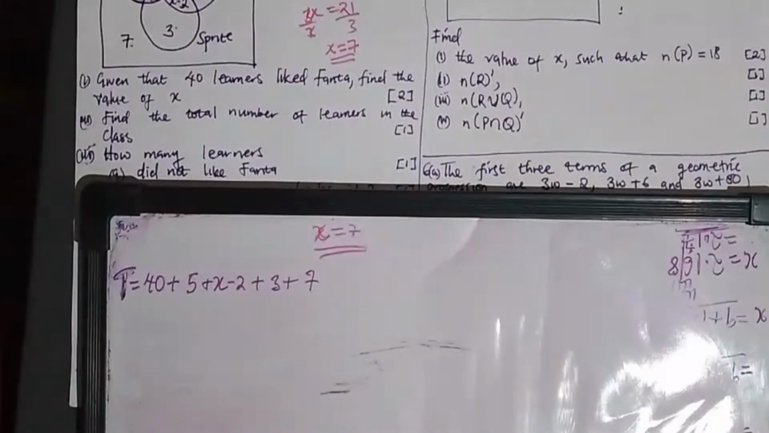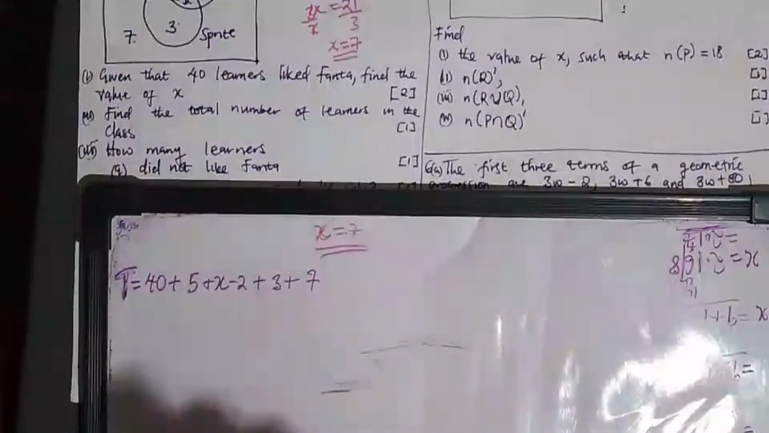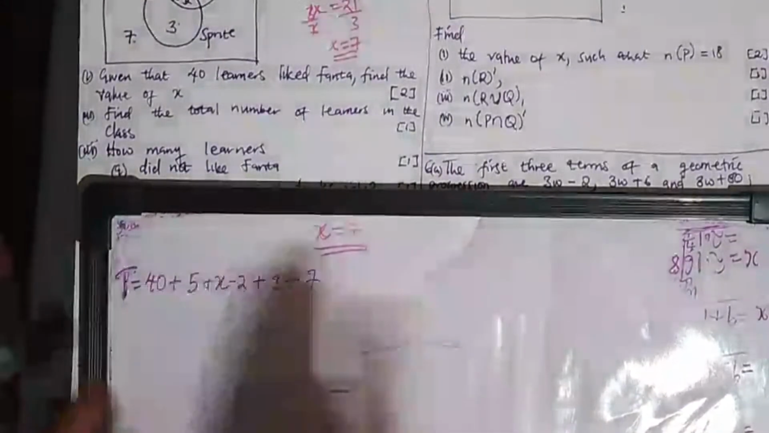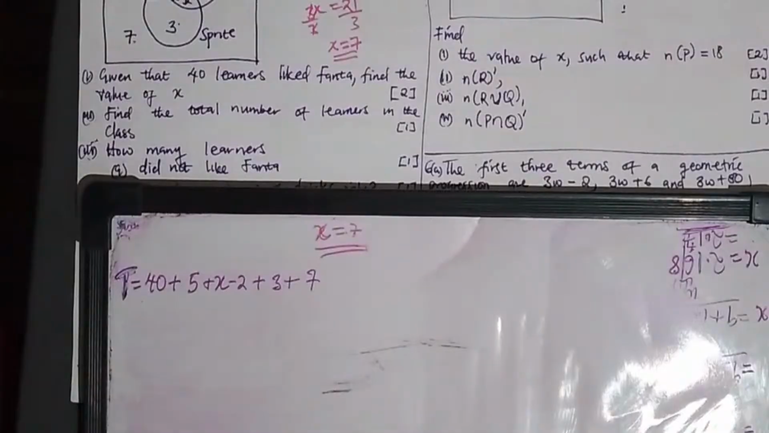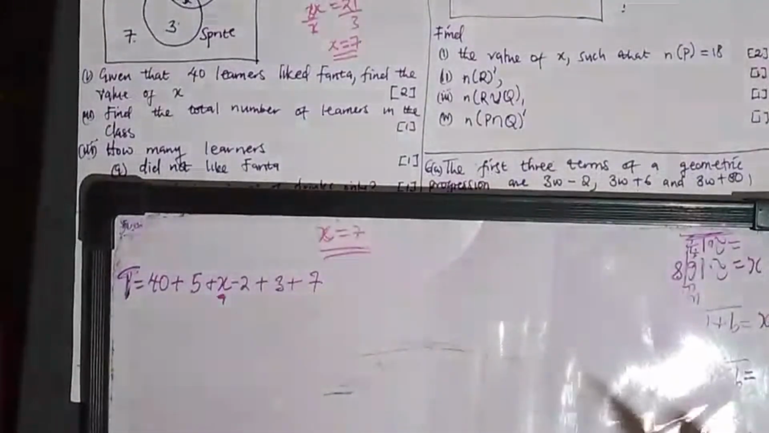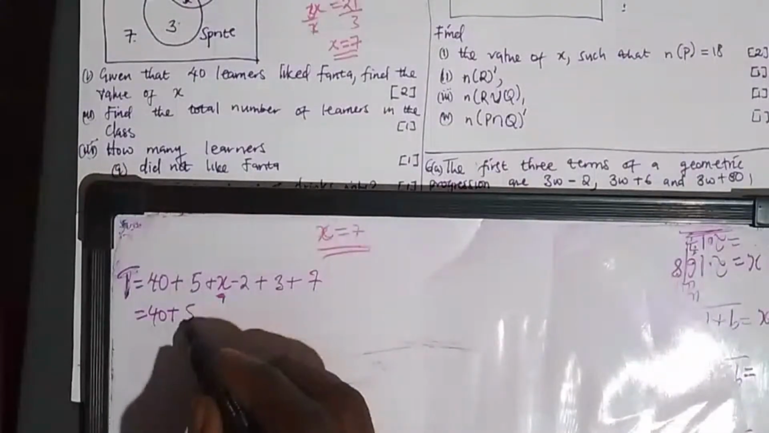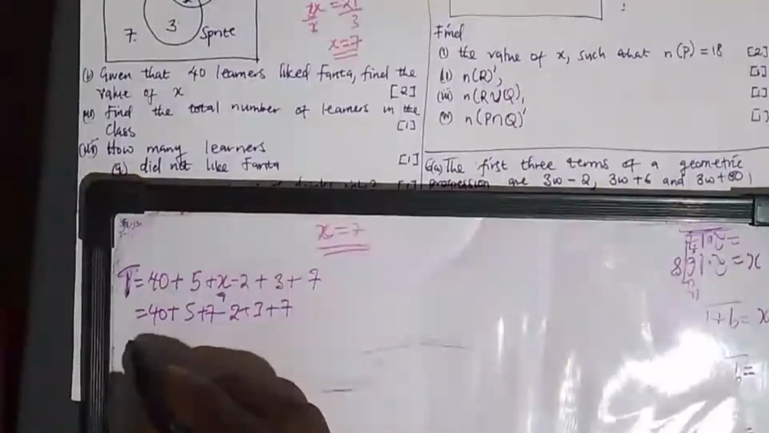Most of you are wondering, why are we including 7? The reason we are including 7 is because these learners were in grade 10, but they didn't like any of the 3 drinks. But the question is just saying, find the total number of learners in a class. So you have to include even those who did not like anything. So here we have already calculated the value of x, so I'm going to replace it with 7. So it's 40 plus 5 plus 7 minus 2 plus 3 plus 7.